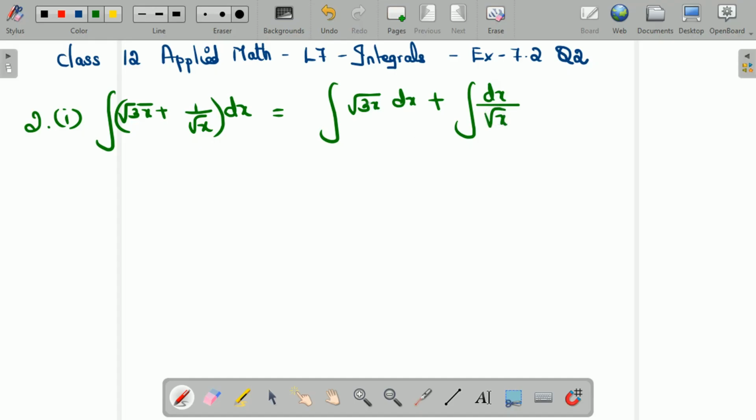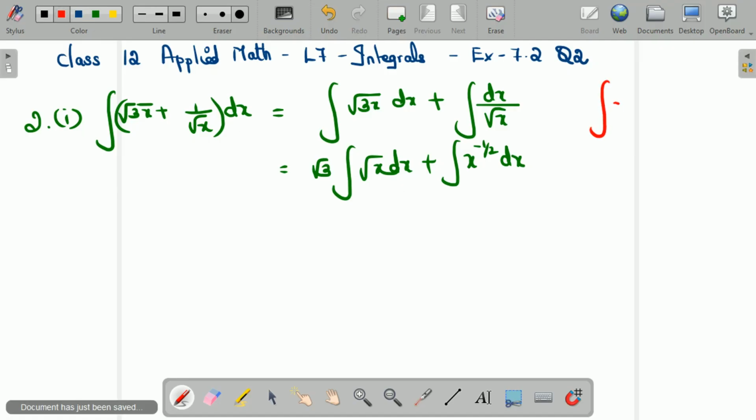So now I'm going to break this as root 3 into root x and take the root 3 outside because it's a constant. So root 3 into integral of root x dx plus integral of, I'm writing this as x to the power minus half dx. So now let's do the actual integration, and remember the formula. Integral of x power n dx is x power n plus 1 by n plus 1 plus c.